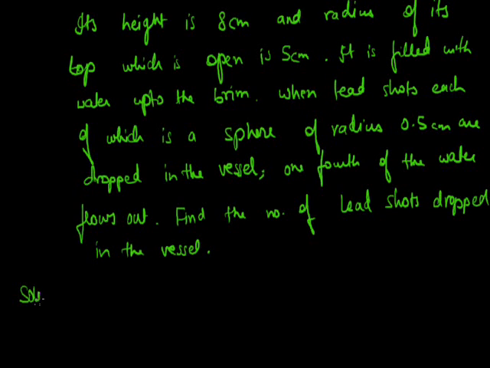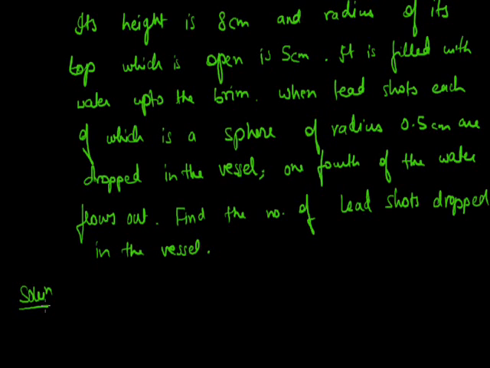So in the question it is given that there is a vessel which is in the form of an inverted cone, and in this vessel height and radius are given, and this vessel is filled with water up to the brim. Now the lead shots are dropped, and the lead shots are of spherical shape, and the radius of the lead shots is given. When the lead shots are dropped, 1/4 of the water that is there in the inverted cone flows out. So accordingly we need to find out how many lead shots are dropped in the vessel.